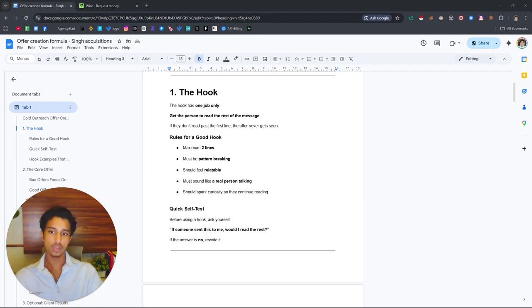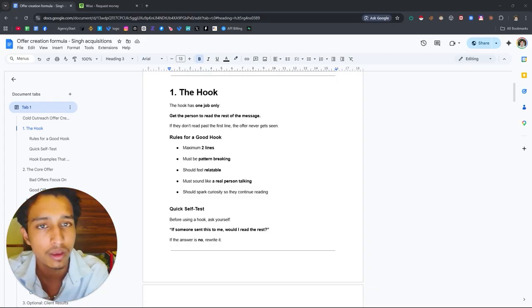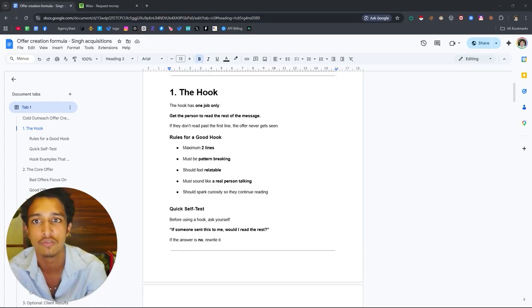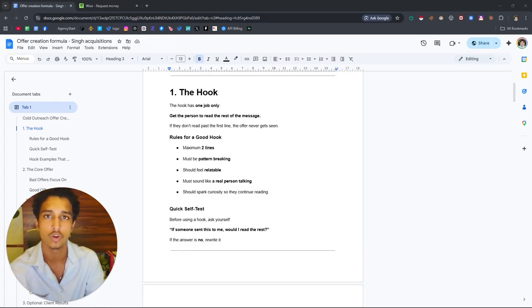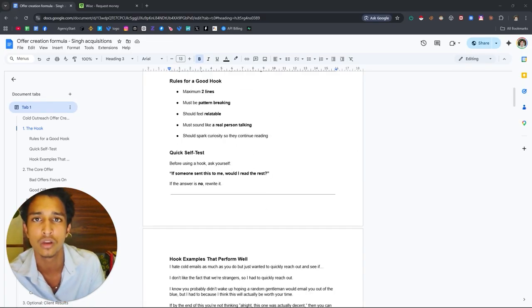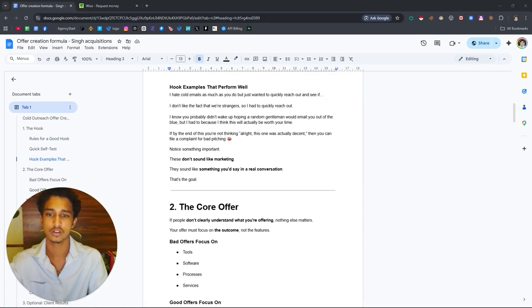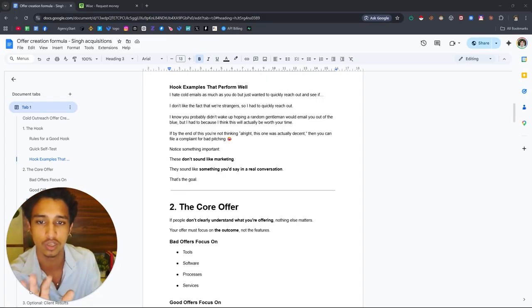There are a lot of things you can make sure of. Always make sure it isn't very big, maximum 2 lines, and it has to break patterns, because people are busy in their lives. It has to make you sound like a human. I don't care if you use extended fonts or make spelling mistakes. As long as you can get them interested and make them believe they need to read the rest of the email, that is all we need to care about. There are a lot of examples right here. You can pause the video and read them.